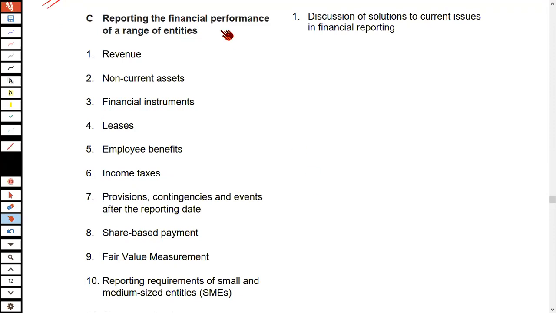So you do know about the revenue recognition from your past studies, IFRS 15. But IFRS 15, whatever that you have studied at the F7 level, that is a very small portion of IFRS 15 that is examinable. Here, you're going to be seeing the whole IFRS 15. I repeat, here you're going to see the whole IFRS 15.